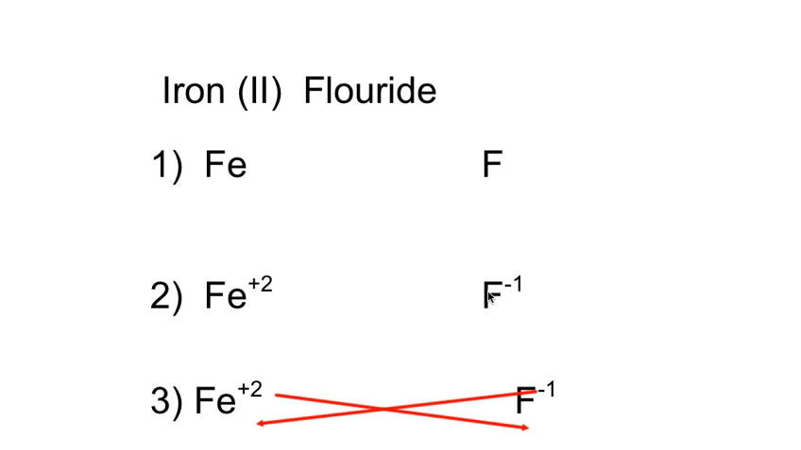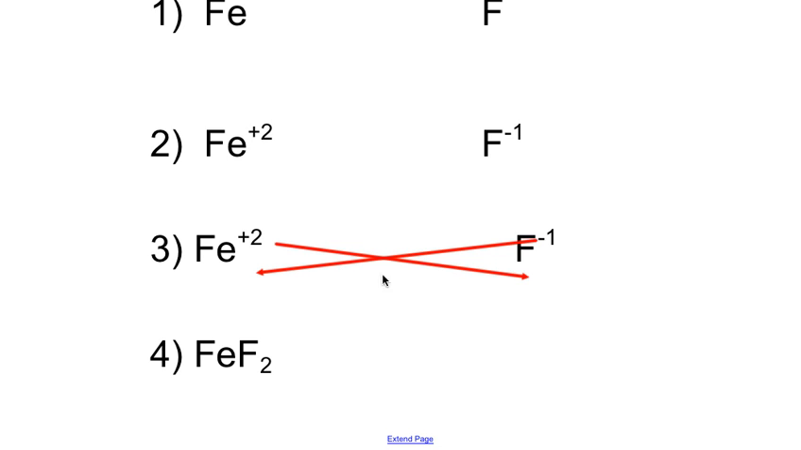And then we're going to crisscross. The superscript becomes the subscript for the opposite element. So 2 comes down, 1 comes down. We end up having an answer of FeF2 for the chemical formula. Pretty straightforward, just like we've done before. The only difference, remember, is that the Roman number gives us the oxidation number, whereas before the periodic table did.